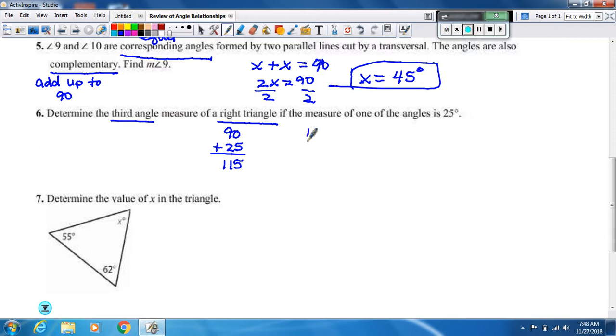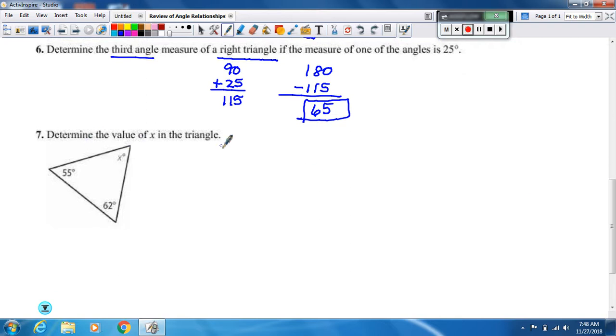So there's 180 degrees in a triangle, but we know about 115 of those degrees. So if you subtract, you get 65. So that's the measure of the third angle, 65.